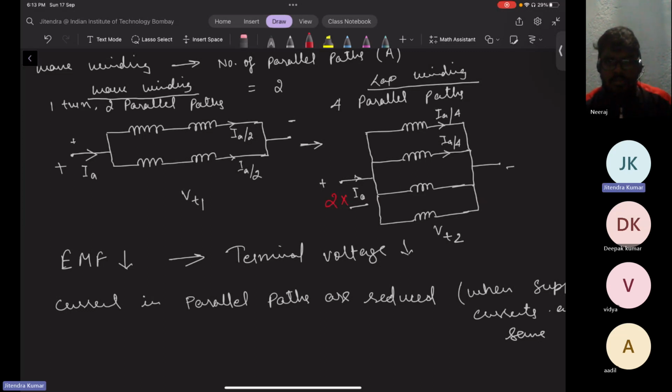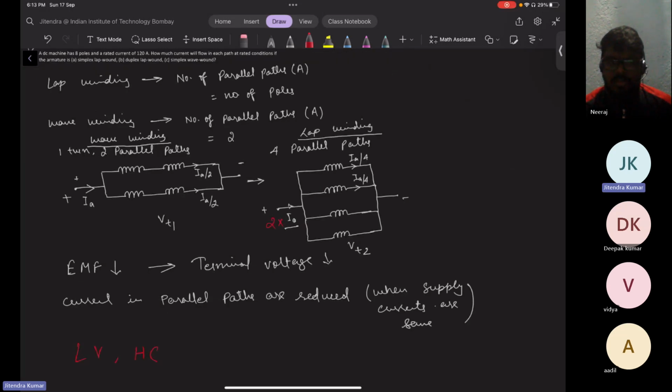So in low voltage, high current, okay, let's conclude it. If you have a certain application with low voltage, high current, you can go ahead with lap winding.